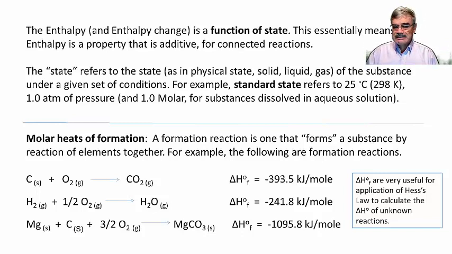The third reaction, magnesium, solid state, carbon in its solid state, plus oxygen in its gaseous state, forming magnesium carbonate. Delta H of formation under these standard conditions, minus 1,095.8 kilojoules per mole. Okay, so the point is that there are scads of these reactions in which we can take any of the elements, react them together to form product molecules. And if the value of the delta H of formation under standard conditions has been determined, we can put them in tables. And once we have them in tables, we can use them.